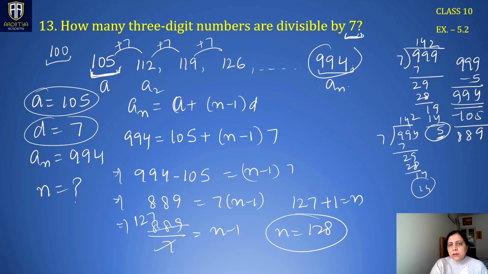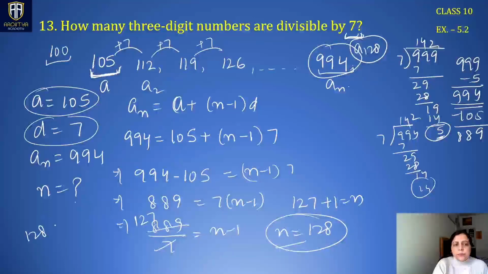Or you can say that this is A128, which is the last term of the sequence. How many 3-digit numbers are there? So there are 128 3-digit numbers which are multiples of 7. Right?